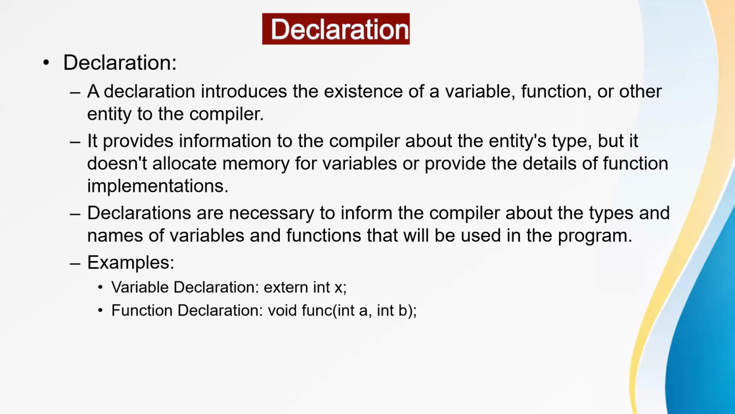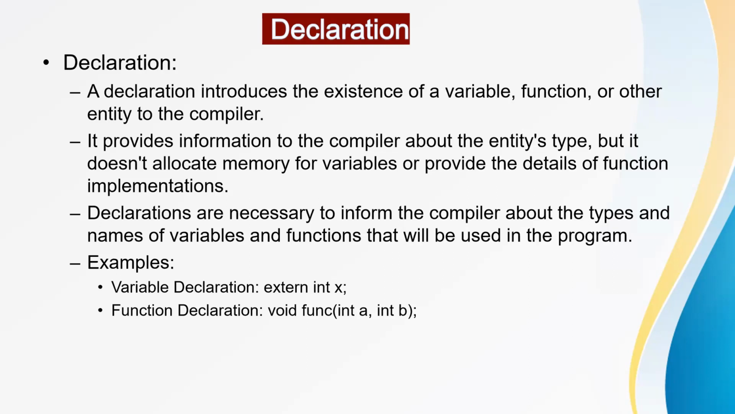What is a declaration? This is from the compiler's point of view. A declaration provides information to the compiler about the entity type, but it does not allocate any memory for the variables or other entities or functions. For example, extern int x is a declaration. It does not allocate memory.